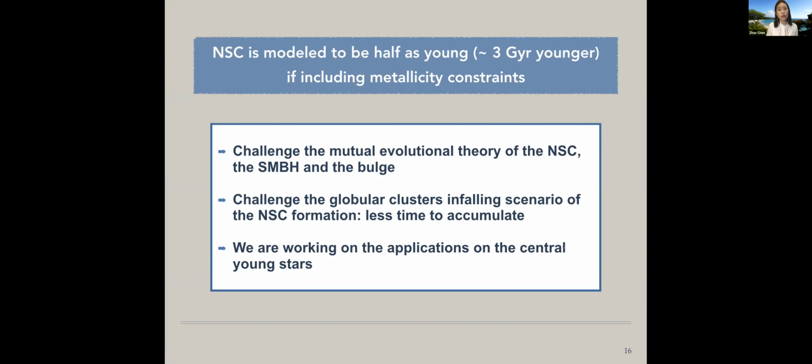The younger age reported here means that the nuclear star cluster would have less time to form. It must build up much faster, which would challenge the mutual evolutionary theory of the nuclear star cluster, the central supermassive black hole, and the bulge. This may also challenge the globular clusters in-falling scenario of the nuclear star cluster formation, because they would have less time to accumulate these clusters as well. And now we're also working on the Keck-OSIRIS dataset of the central young stars and see how they could be affected.